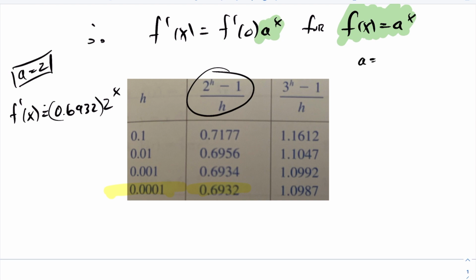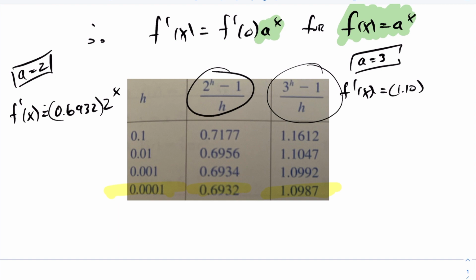And likewise, if I let a be 3 and we examine a base of 3, we can see that f prime at x is going to equal 1.103 times 3 to the x. So the derivative of an exponential of base 2 is approximately equal to this, and the derivative of an exponential having a base of 3 is approximately equal to this. Between 1.10 and 0.6932 lies the number 1.